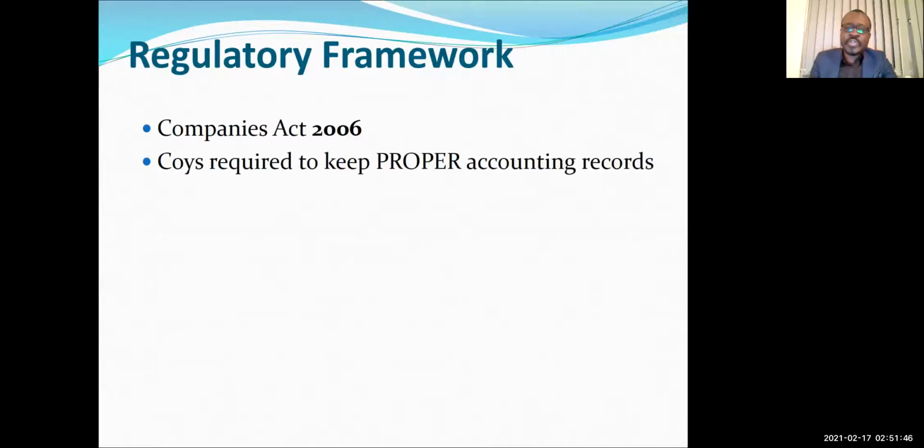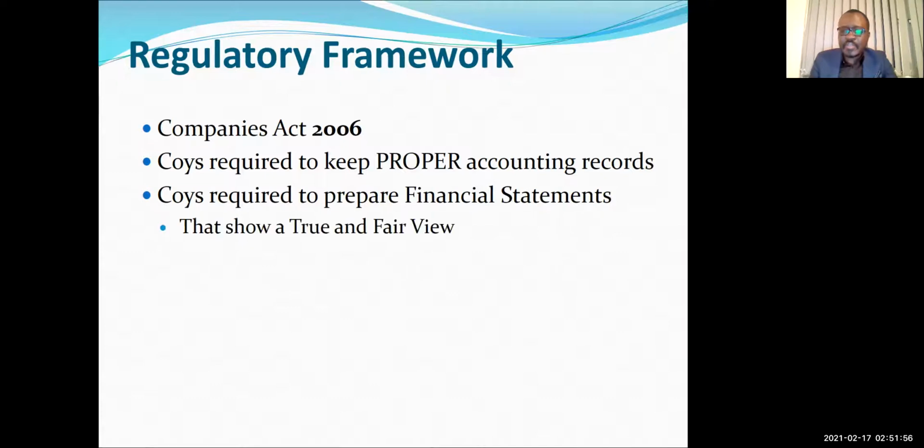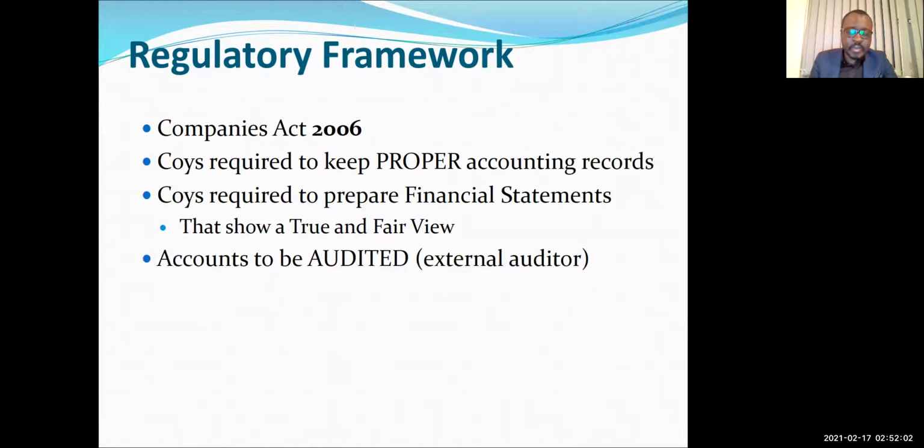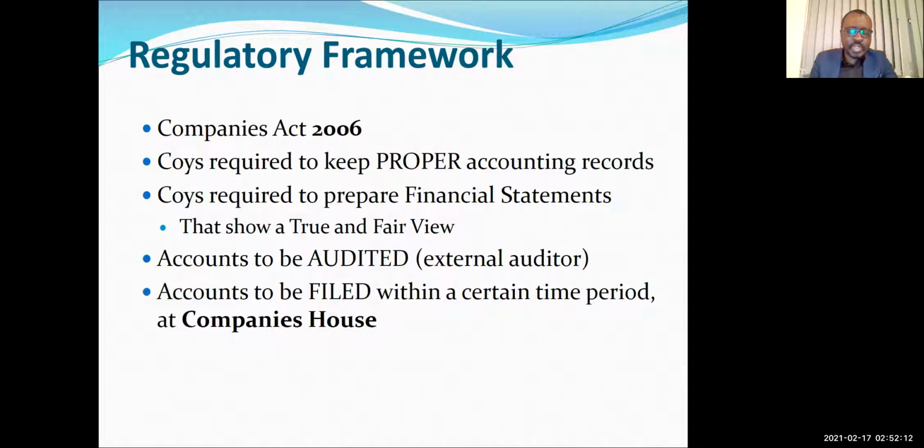So the regulatory frameworks, normally in terms of reporting, they're looking at the Companies Act. Companies will also have to keep proper accounting records and prepare financial statements that show a true and fair view of the organization's activities. These financial accounts are usually audited by independent external assurers, and they ensure that these audited accounts are filed with Companies House for compliance purposes. This is the UK law. These are the requirements by UK law to ensure that reporting frameworks operate.